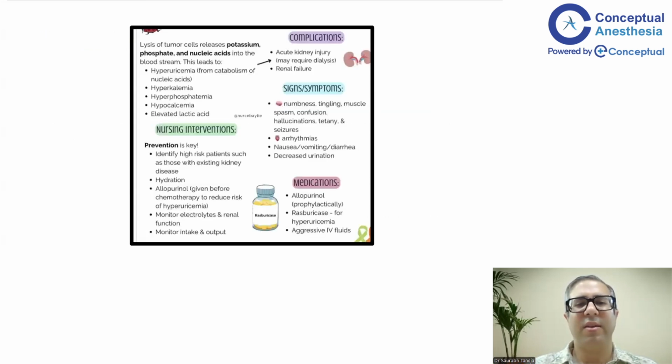Here we can see these can cause complications leading to AKI and renal failure, and hypocalcemia can lead to numbness, tingling, and muscle spasm. When we talk about prevention, the most important prevention is to hydrate the patient, and sometimes the patient is also given allopurinol. Rasburicase is also used for treatment along with aggressive IV fluids.